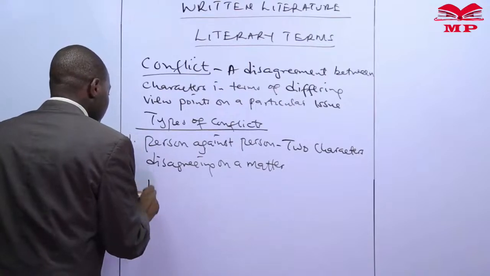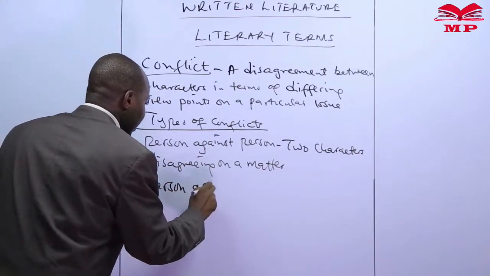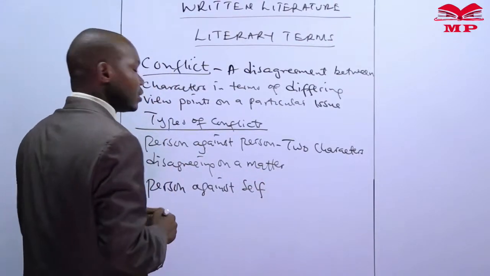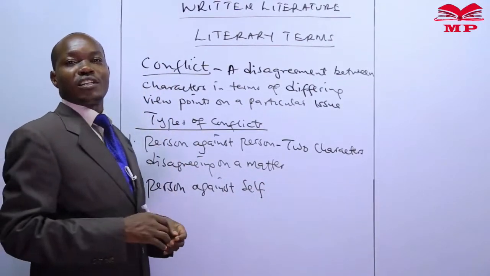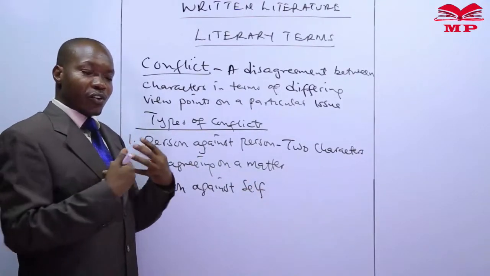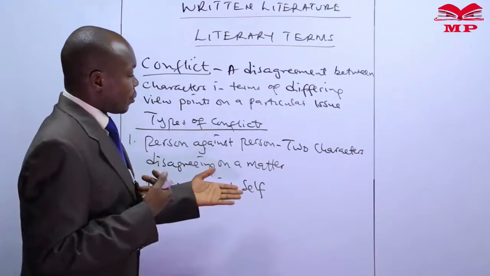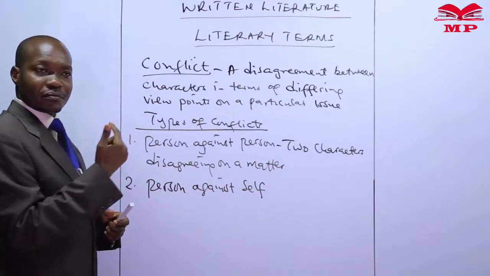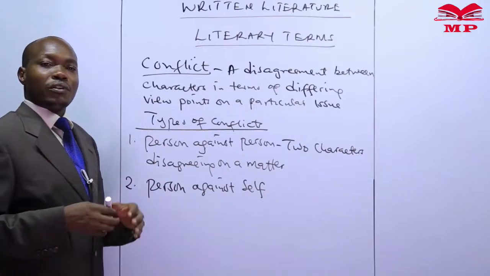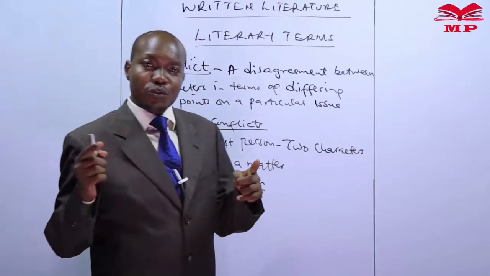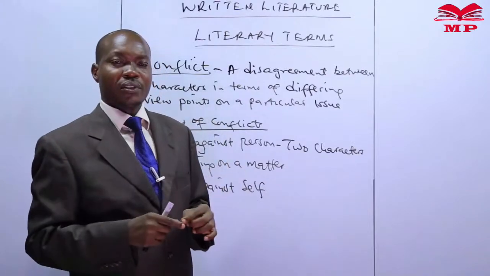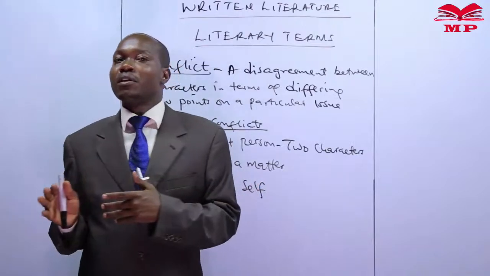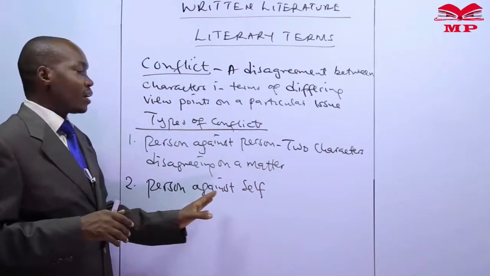Number 2, person against self. Now it sounds a bit contradictory. It actually means as a character, you have many opinions that are disturbing you. For example, you want to make a choice, but you have 2 options in life. Then making that choice becomes a problem. Should you go with option A or option B? That's a conflict, a person against self.